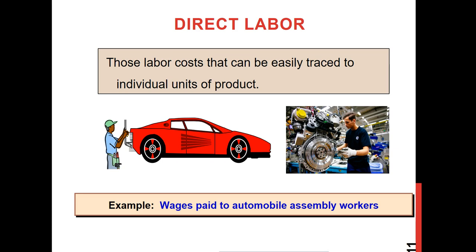So this labor cost is easily traceable. To manufacture a car, you can easily identify how many workers were actually involved there, how many hours they worked, and how many dollars you paid per hour per worker. So it's easily traceable to figure out the labor cost for a specific product, just like a car.